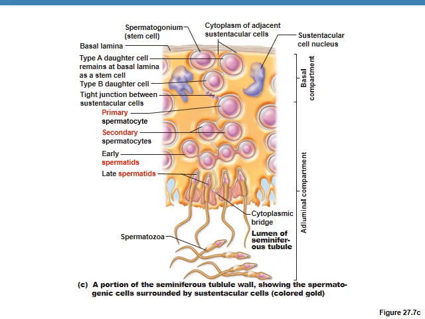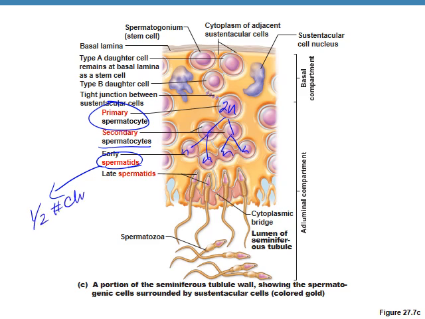And now we're back to the image again. Here's our primary spermatocyte, divides into secondary spermatocytes, splits again into early spermatids. So if you see the word spermatid, you should think half the number of chromosomes. At this point, it has finished meiosis II, and so it only has half the number of chromosomes.